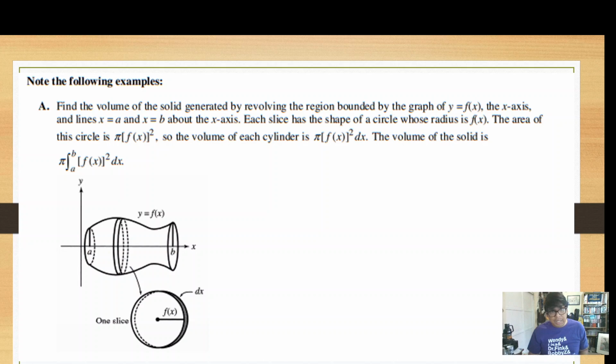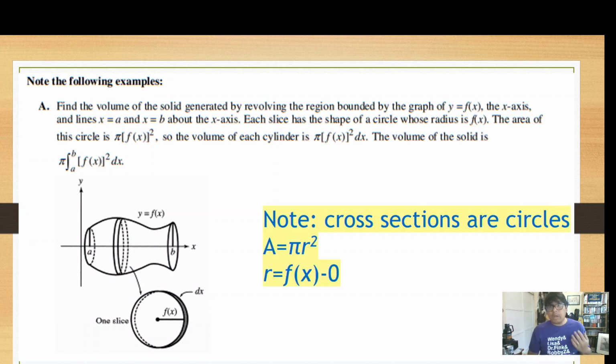Now this is the disk method. It applies, but it's not exactly the same thing as if each of those cross sections had a hole in it. That's what we call the washer method, and I'm sure we'll be looking at that in a minute. So again, note, all the cross sections are circles, so the area of each cross section is pi r squared, and the volume of each cross section is pi r squared dx.